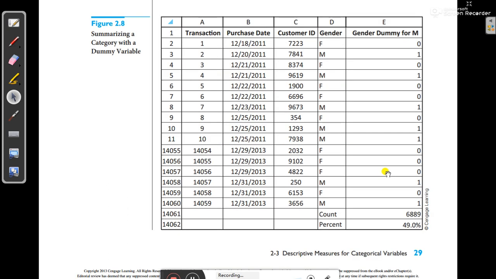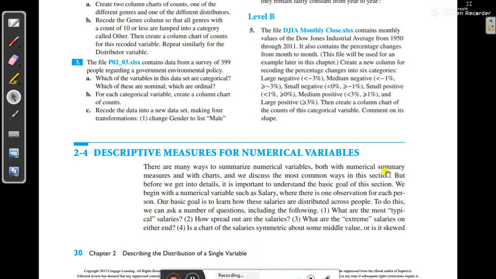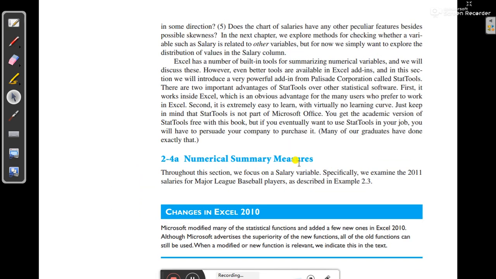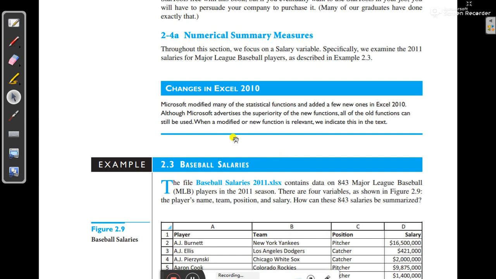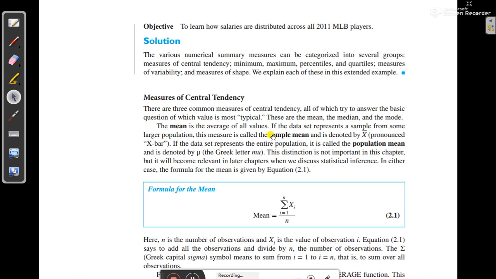Next, we are going to describe how we can measure numerical variables. There is lots of new terminology regarding these measures. Like first, we'll emphasize mean. So what is mean? There are two types of mean. One is sample mean, another is population mean.